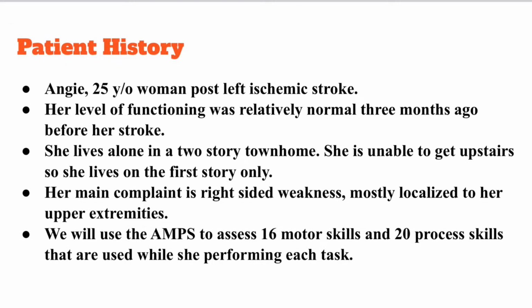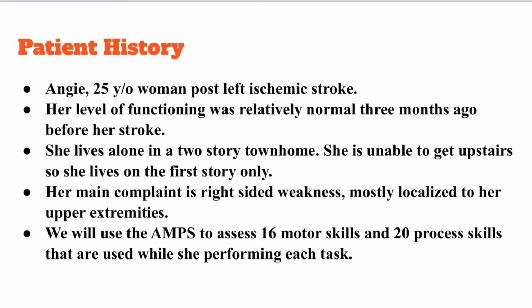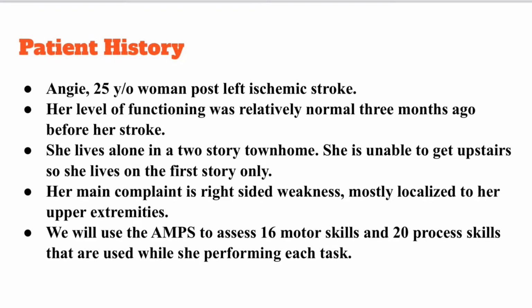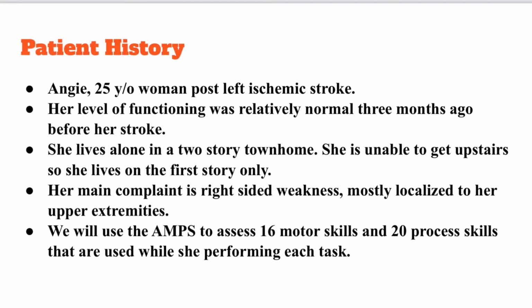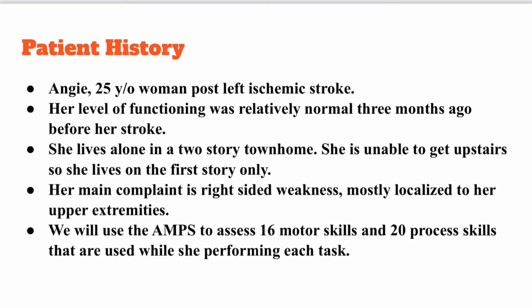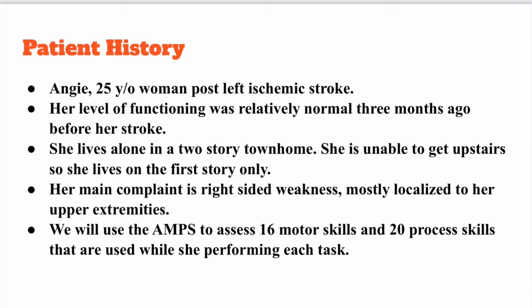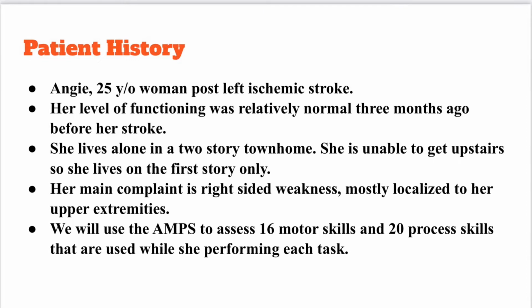Before we get started today, I'm just going to tell you a little bit about the patient history of the patient that we will be assessing using the AMPS. Her name is Angie, and she is a 25-year-old woman post-left ischemic stroke. Her level of functioning was relatively normal 3 months ago before her stroke, and she lives alone in a 2-story townhome. She is unable to currently get upstairs, so she lives only on the 1st story of her townhome, and her main complaint going into today is right-sided weakness, mostly localized to her upper extremities.